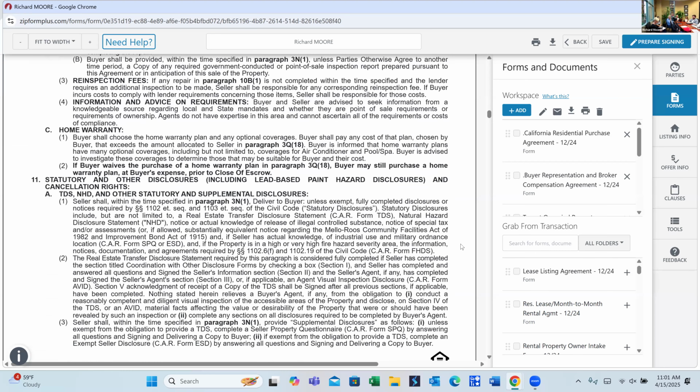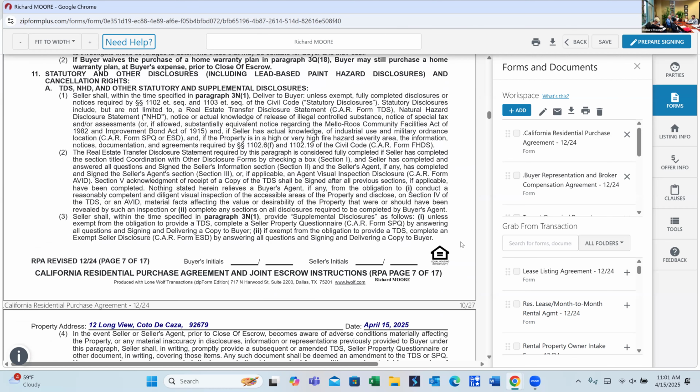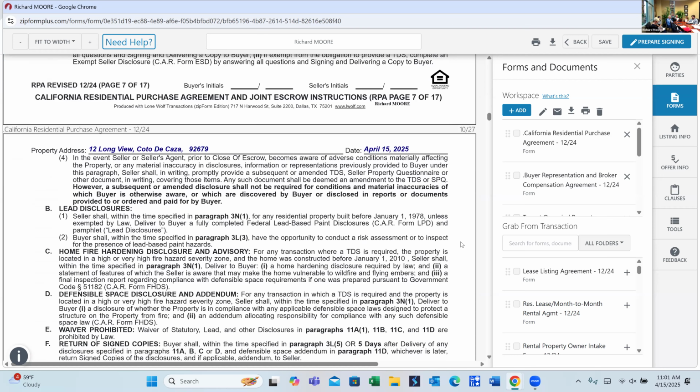Skip down here. Section 11, statutory and other disclosures, including lead-based paints. Statutory disclosures, meaning part of the law: the transfer disclosure statement and the natural hazard disclosure. There can be some exemptions to the transfer disclosure statement, for example. Lead-based paint disclosure, section B, is not waivable.